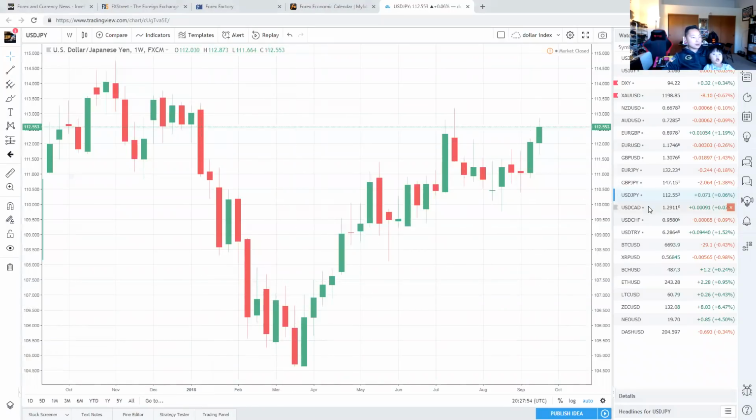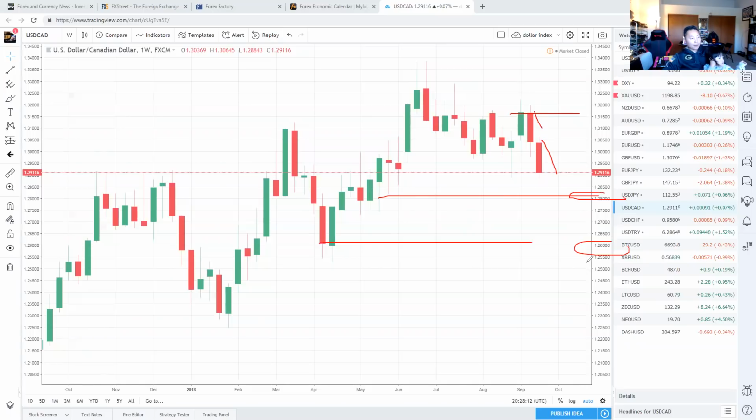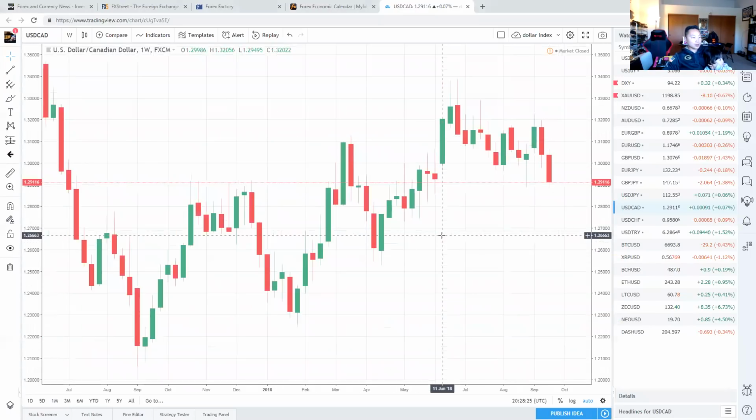What else? USD CAD. I see a strong sell for USD CAD. Like I said, resistance, first bear candle, second bear candle. Expecting another bear candle to come target 128 and then come target 126. That's it. And then from there, what else do I got? 123, 128, 126, 123. And if you look at the monthly chart, it's gonna be different.